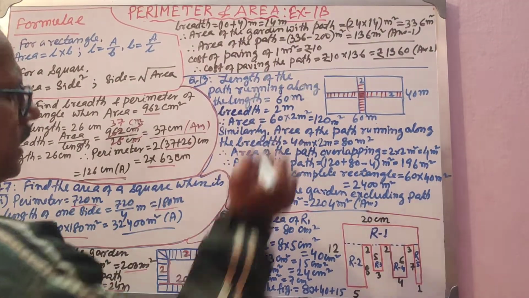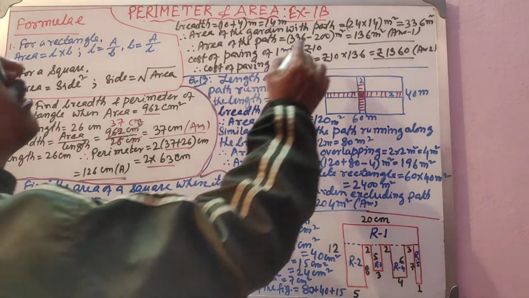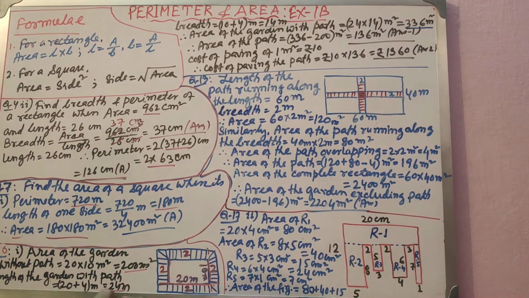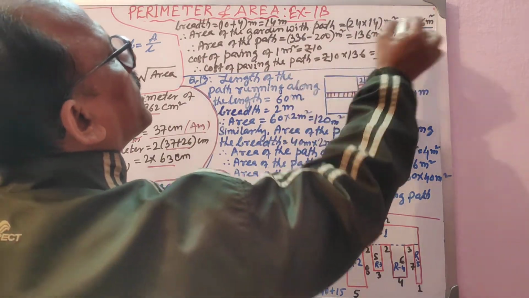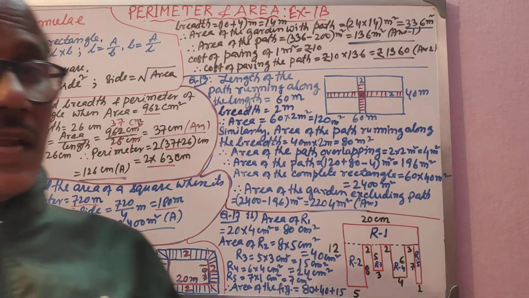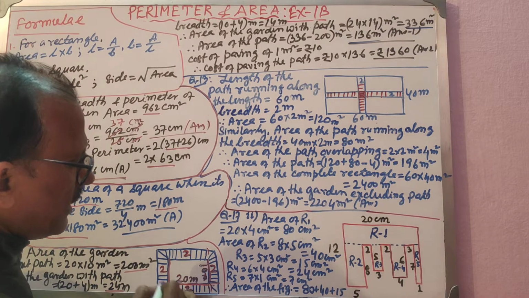So the area of the garden along with the path will be what? 14 into 24. So 14 into 24 will be 336 meters square. Whereas the area of the garden without the path will be 20 into 10, that is 200. So the area of the path will become 336 minus 200, that is 136 meters square. Now you got the area of the path, you got this shaded portion area.